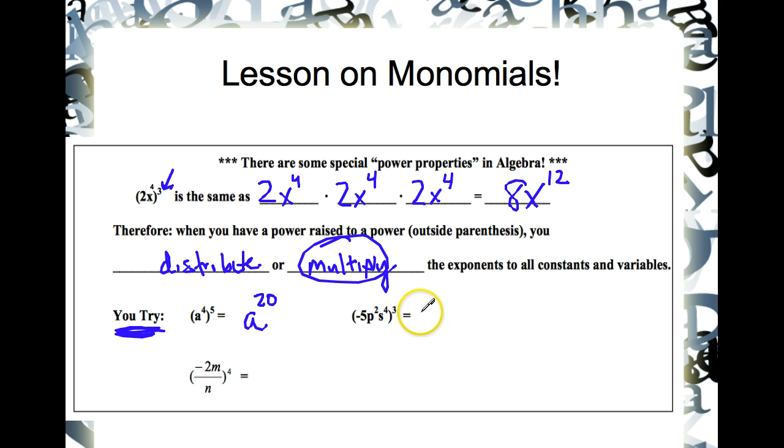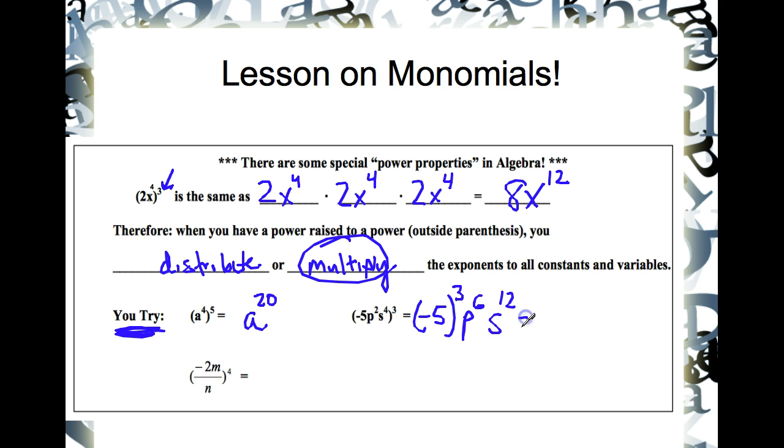Next example, you have to be a little bit more careful. You start with negative 5, which I'm going to rewrite here. Negative 5 is raised to the third. Okay, we'll take care of that in a minute. Now we have powers on the inside raised to a power on the outside. By rule, that's multiplying. So we have p. It was raised to the second, but that's being raised to the third. 2 times 3 is 6. And we have s to the fourth raised to the third, which becomes s to the 12th.